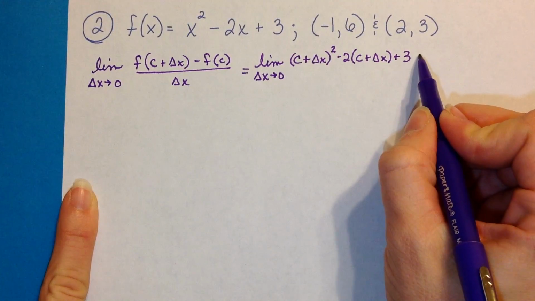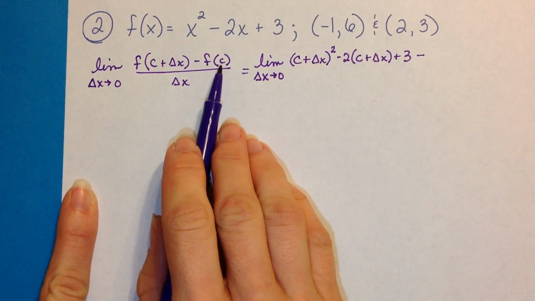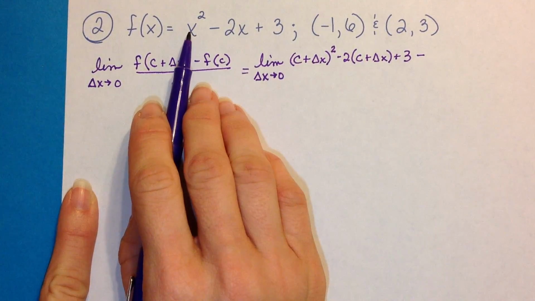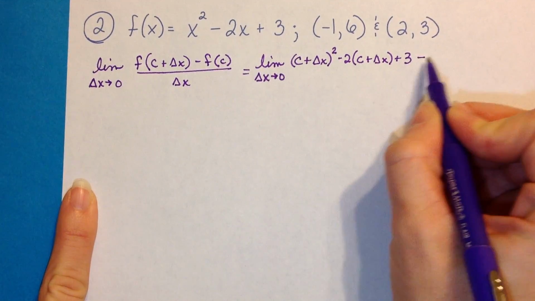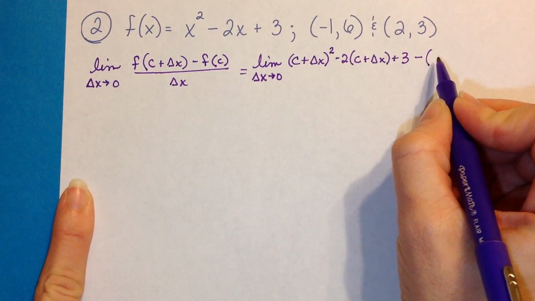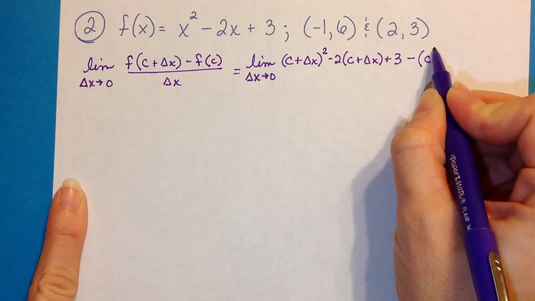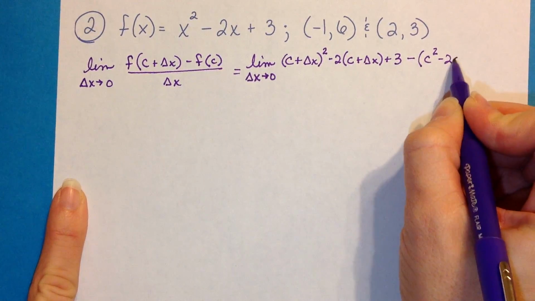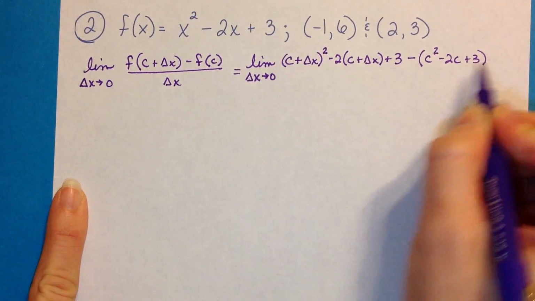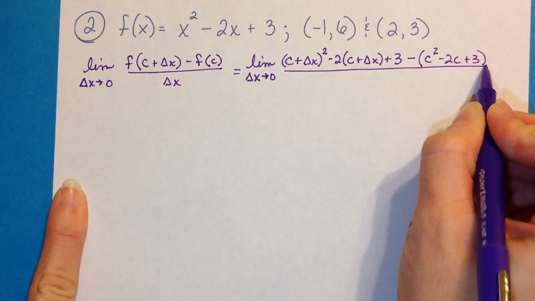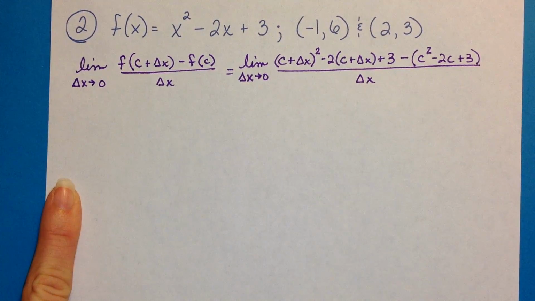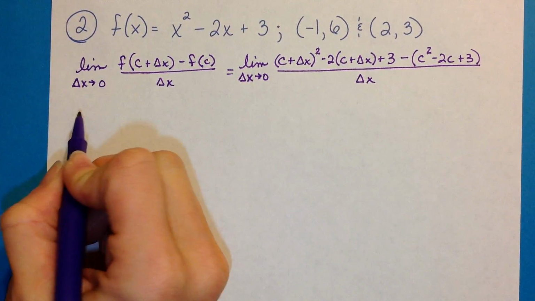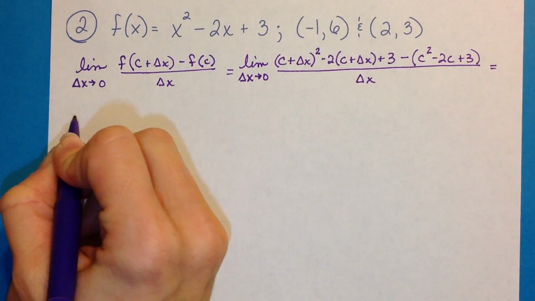Now I've got to subtract from that f of c. So I've now replaced this x and this x with just a c. So because this is subtraction, put it in parentheses. So therefore I'll have c squared minus 2c plus 3. And that's all divided by delta x. Okay, so now we've got to go through and take care of all of our simplifying.